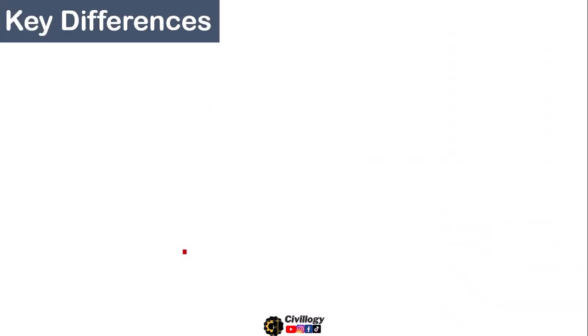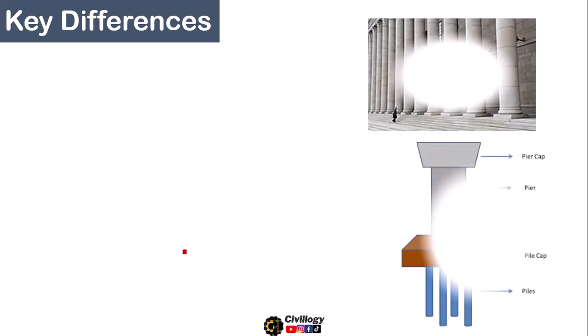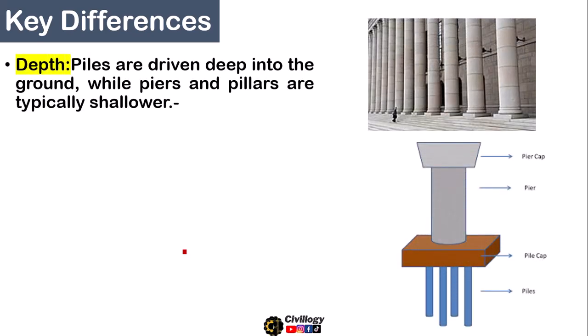Now let us discuss the key differences between these four structural members. First, let us discuss on the basis of depth. Piles are driven deep into the ground while piers and pillars are typically shallower. You can say piles are driven deep into the ground, whereas piers and pillars are the superstructure part of the building or a structure.